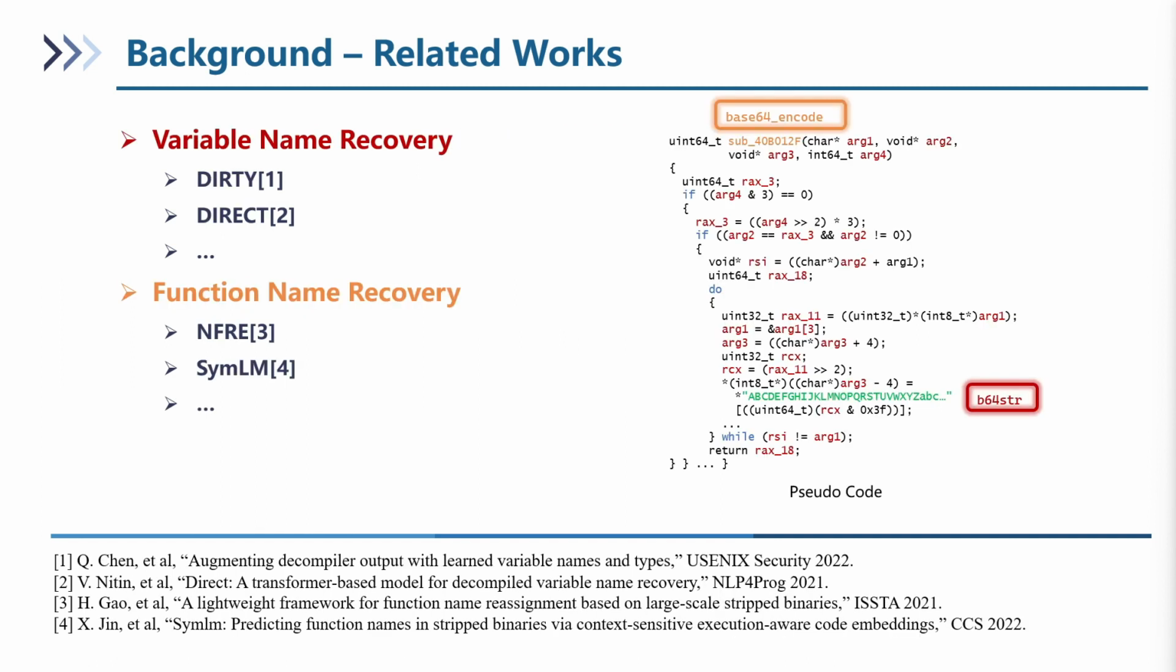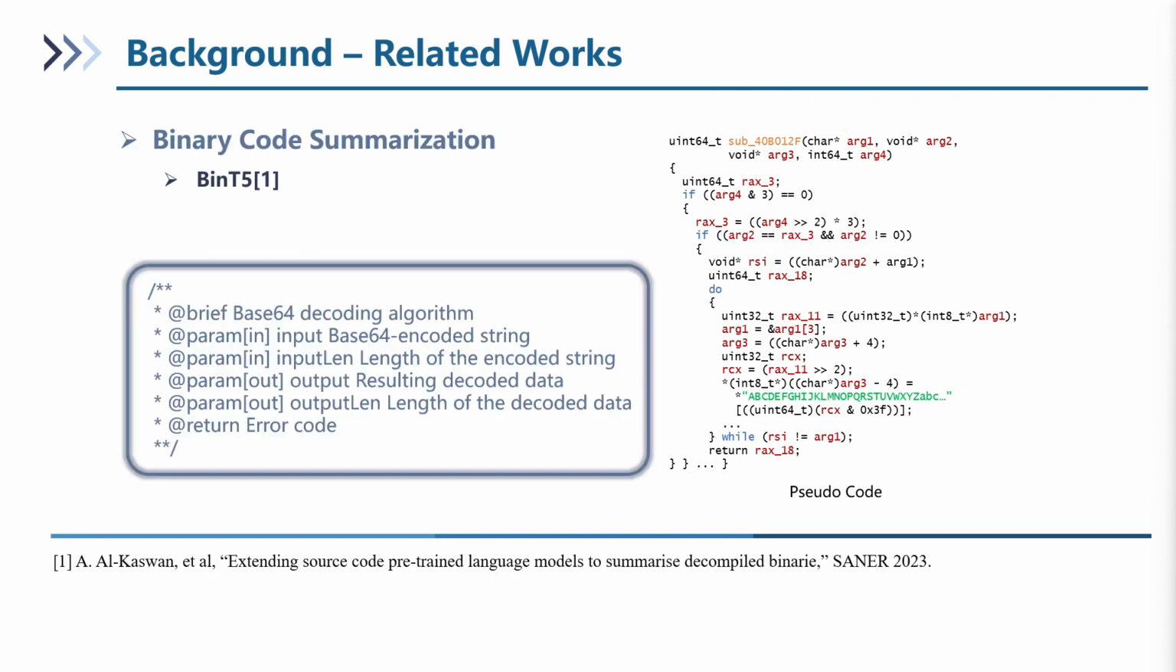Another way is to infer the symbolic information, such as the variable name and the function name. If we could be told that the function name of the decompiled code is base64_encode, or the string variable name is b64str, it will be easier for us to know what the function does. Existing notable works include DIRTY, DIRECT, NFRE, SimLM, and so on.